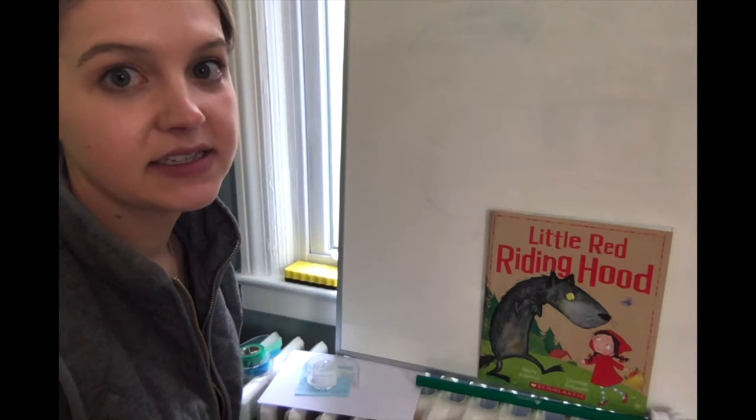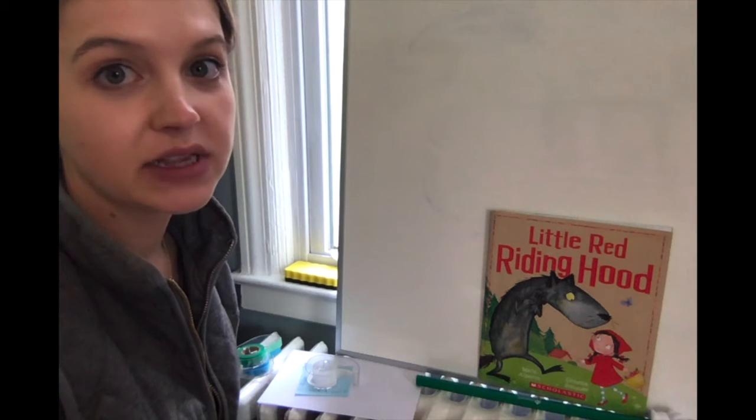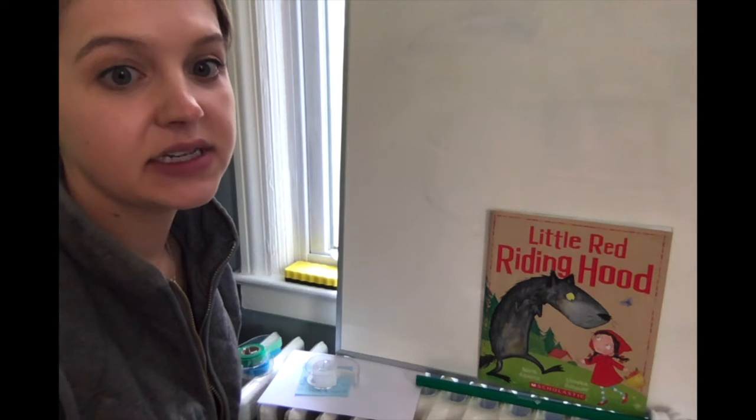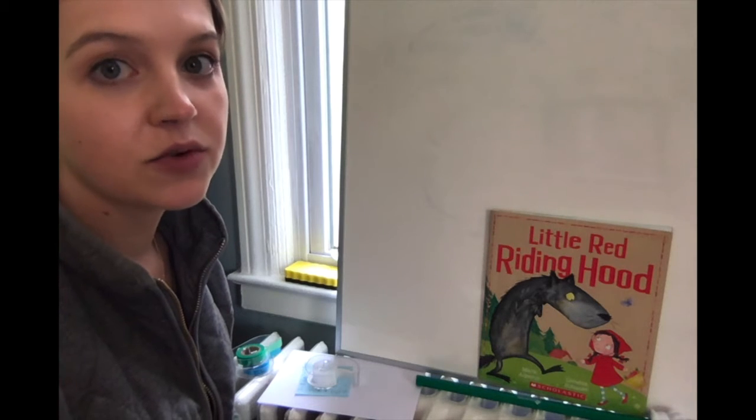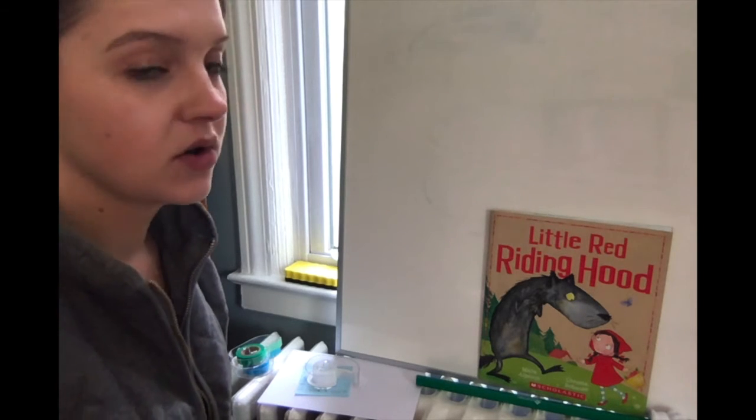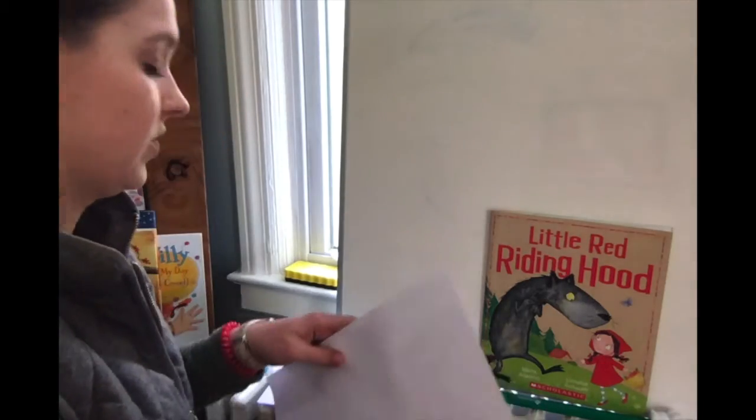Friends, this is the activity video for the Read Aloud story Little Red Riding Hood. For today's activity, you're going to need a piece of paper, something to write with, and something to color with. Before we get started with the activity, we're going to be doing a little bit of folding with your paper.